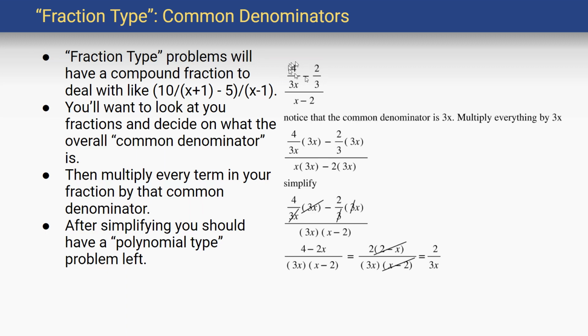So you look at the fractions in your compound fraction. In this case, you have 4 over 3x and you have 2 over 3. And you say, well, what's the common denominator there? And the common denominator is 3x, right?